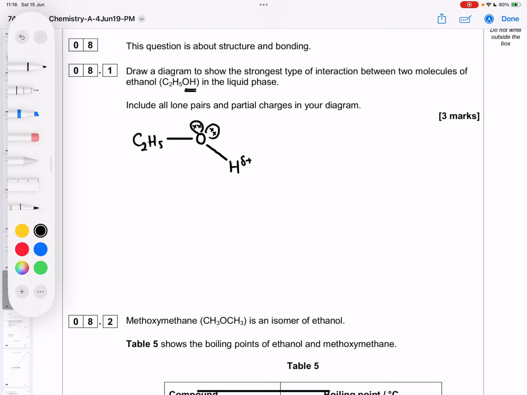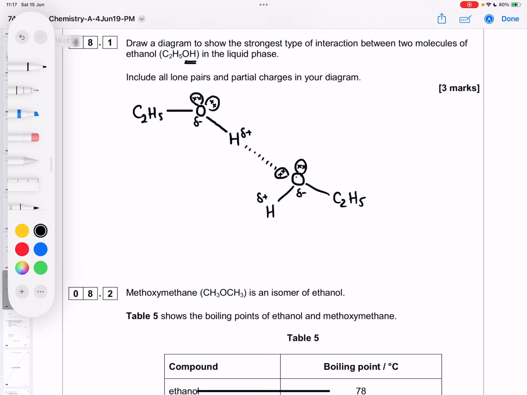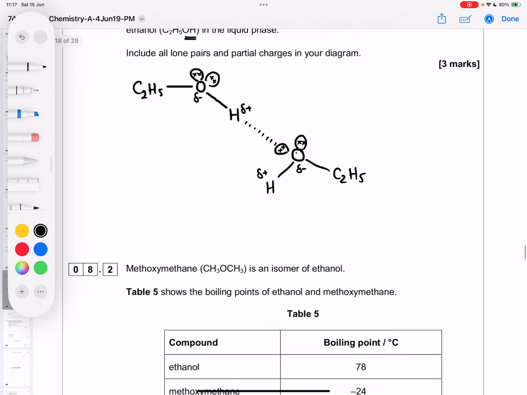So I'm actually not going to draw my second molecule until I've drawn my hydrogen bond. And remembering that my hydrogen bond goes to a lone pair, I'm going to draw my lone pair, then I'm going to put my other oxygen, which has a second lone pair, and off there is coming a C2H5 and a hydrogen. It's delta plus and delta minus, and I will have scored all the marks. I've put on the dipoles, I've put on the lone pairs, and I've put on the hydrogen bond in a straight line to an OH.